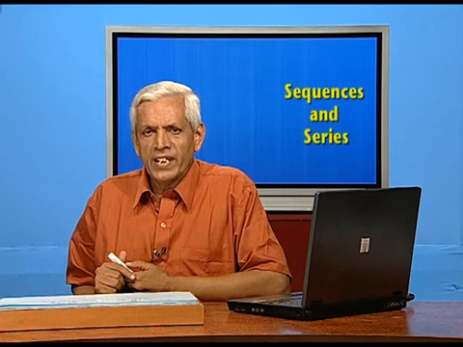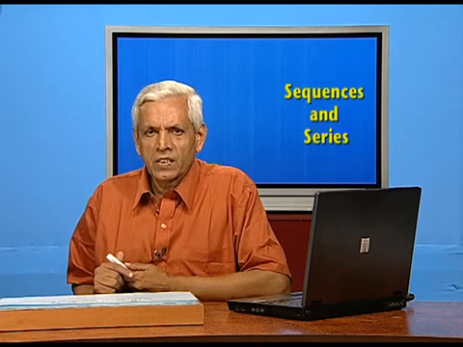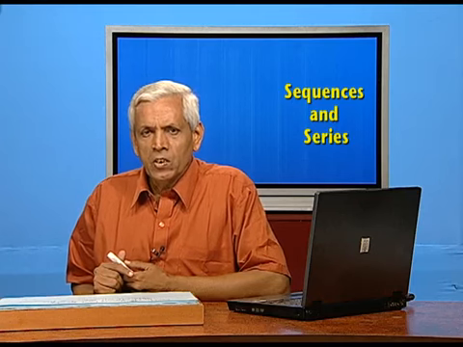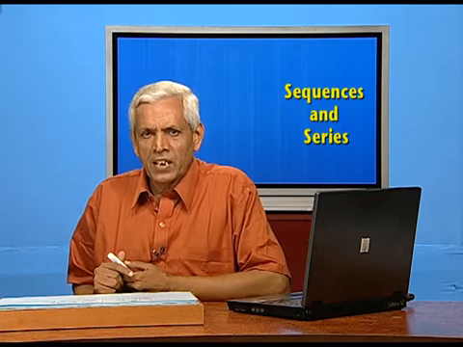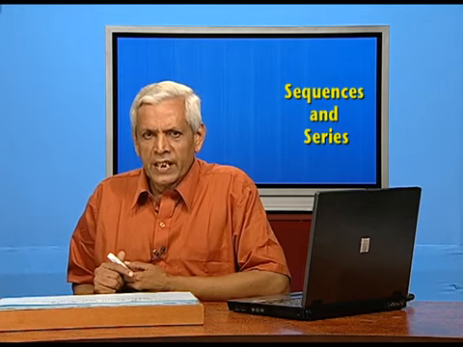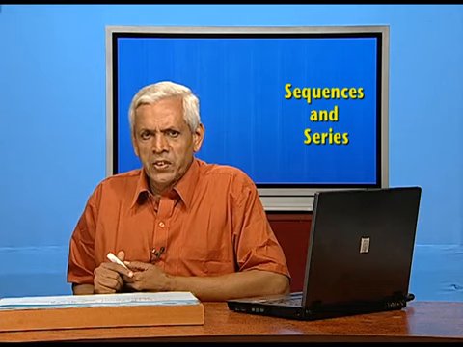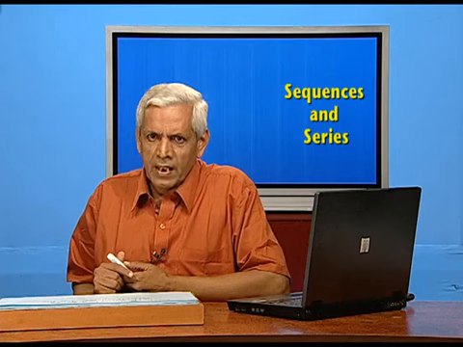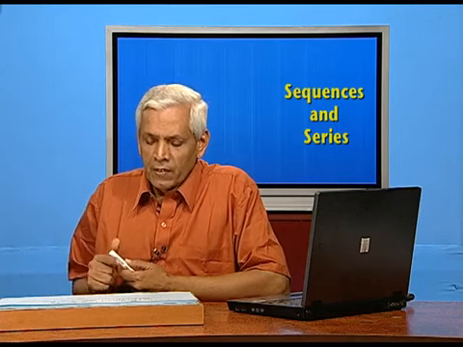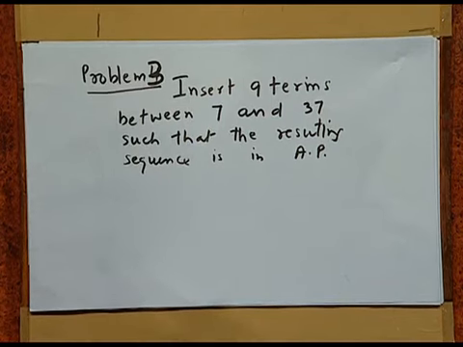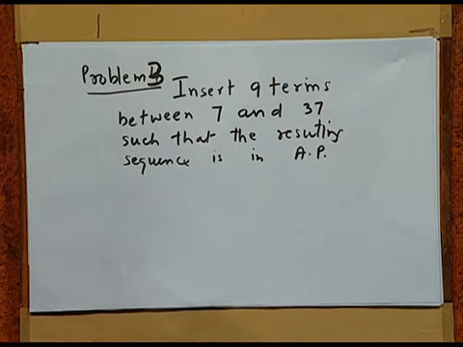Actually, when we find the AM of two numbers, we are just inserting one element between A and B, so that A, that element, and B makes an AP. Now, this thing can be generalized. Instead of one element insertion, we can make more insertions, as in the following problem. We have a problem: insert 9 terms between 7 and 37 such that the resulting sequence is in AP.